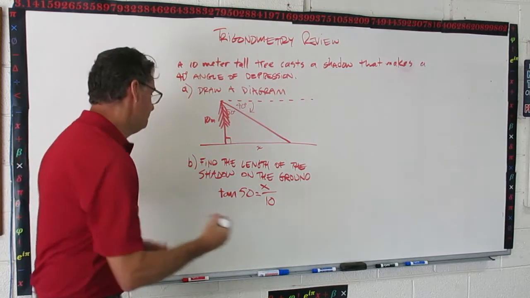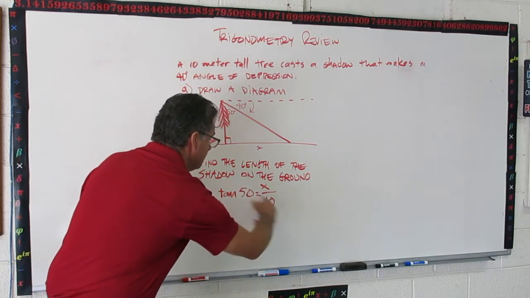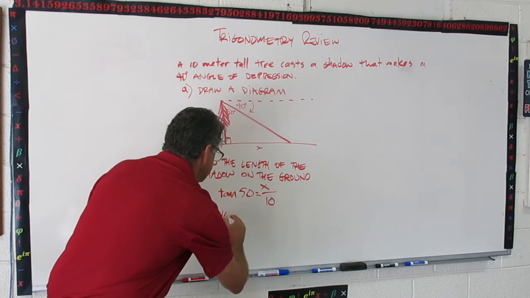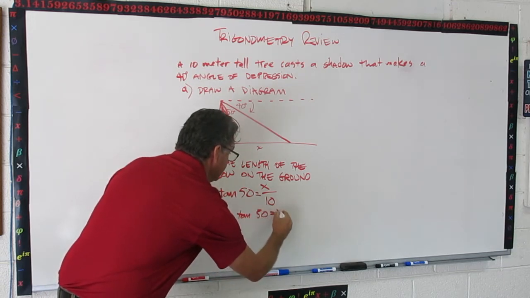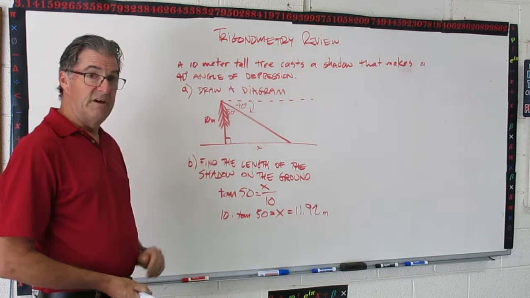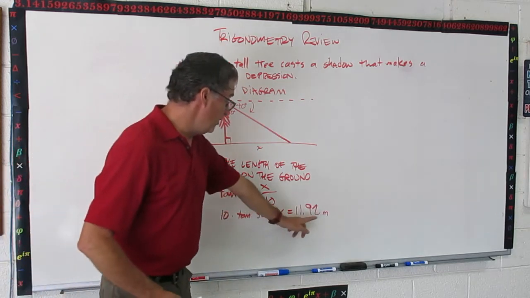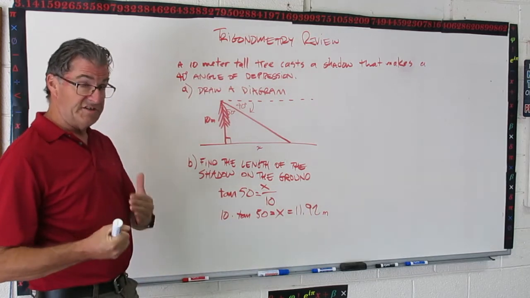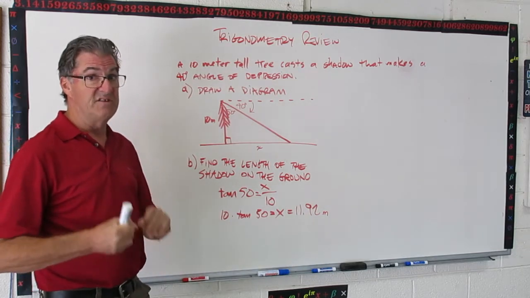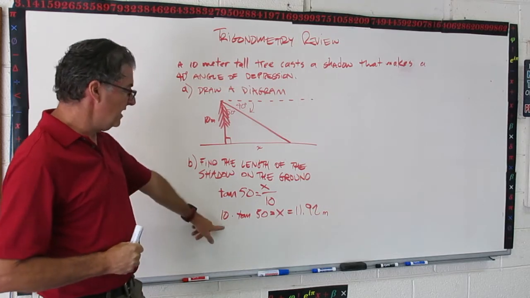Okay, let's see how you did. Variables up high, we multiply the other 2 quantities, so that's 10 times tan 50 equals x. Then we get out our calculator. Okay, when I do the math, I get 11.92 meters. If you get something else, check your settings on your calculator. It must be set to degrees. Okay, so we got 11.92.